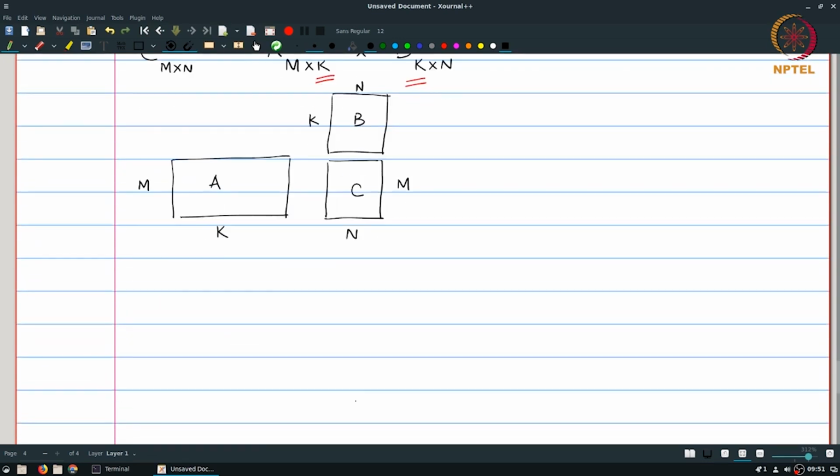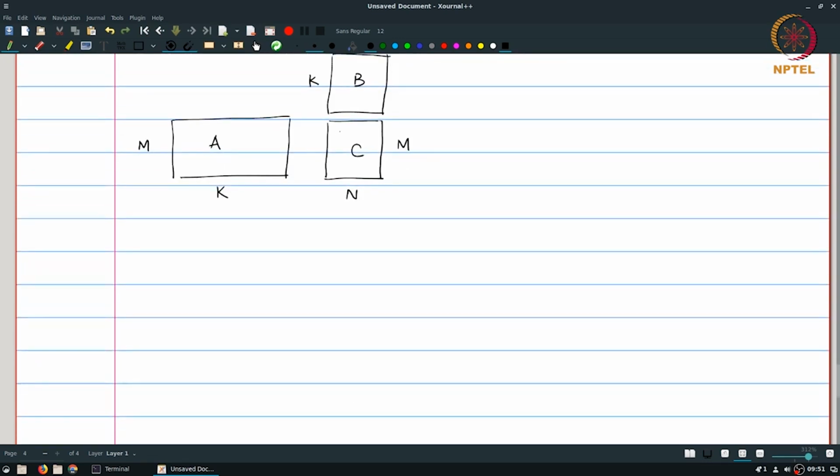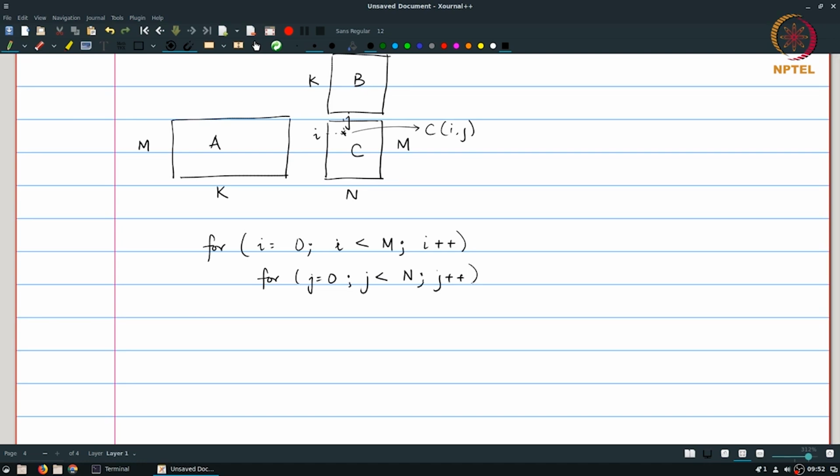Now, what exactly is the computation itself that's involved over there? I will use the term Cij to refer to the ith row and the jth column of C, which means that I can essentially write my matrix multiplication using this series of three nested for loops. For i is equal to 0, i less than m, i plus plus. I'm assuming that I have a language which is C or something very much like C. For j is equal to 0, j less than n, j plus plus.